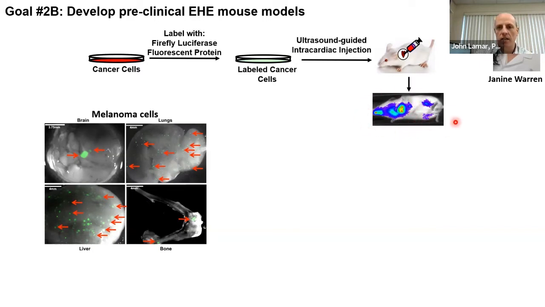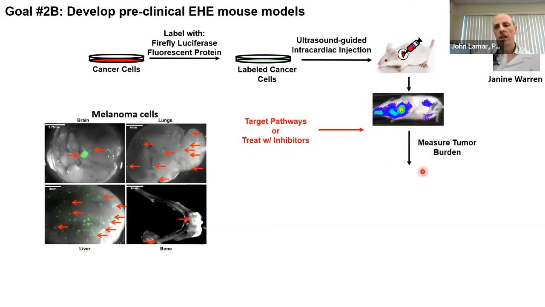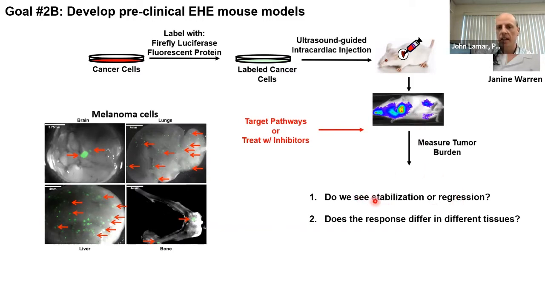And so what we can do is allow these tumors to form and then target the candidate pathways that we've identified or treat the mice with drugs and inhibitors and ask what happens to these tumors over time. And hopefully we will see that they either stabilize or start to regress, get smaller. And then we can also ask, is the response that we see the same if the EHE is growing in a liver or a lung or a bone? And that can allow us to start to distinguish how well some of these treatments may work on different types of EHE.